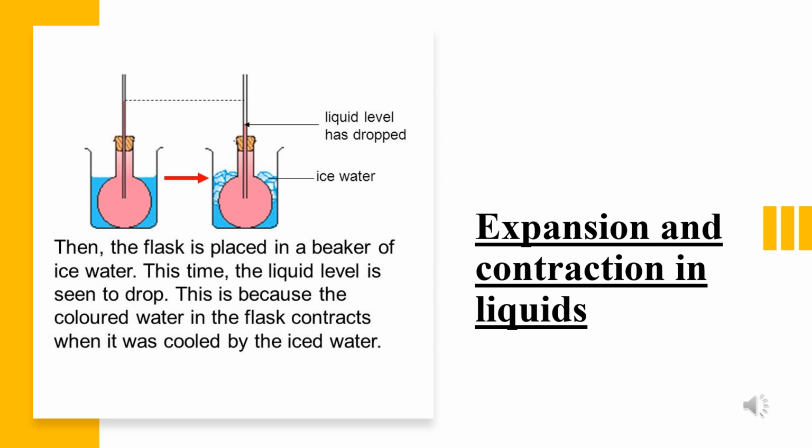So I'll just read. Then the flask is placed in a beaker of ice water, and this time the liquid level is seen to drop. This is because the colored water in the flask contracts when it is cooled by the iced water. So same thing here, liquids contract on cooling and expand on heating.